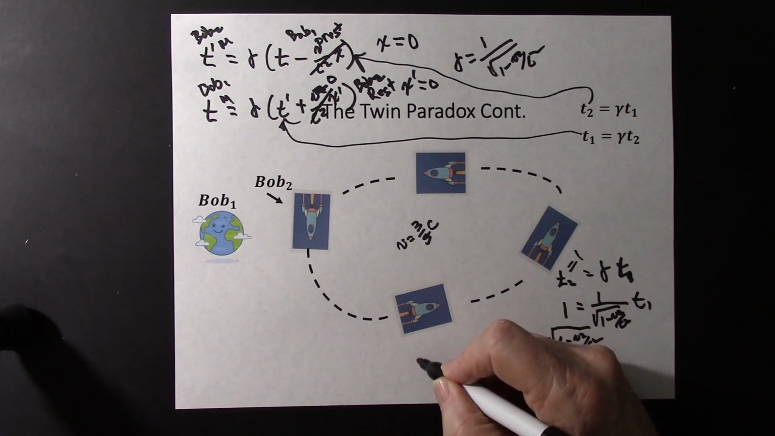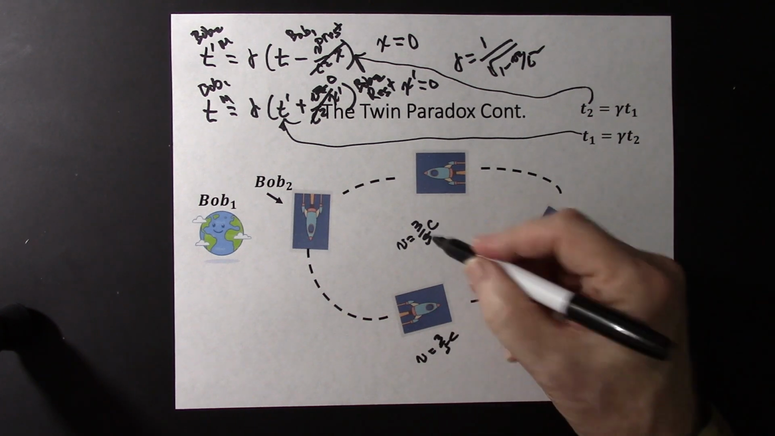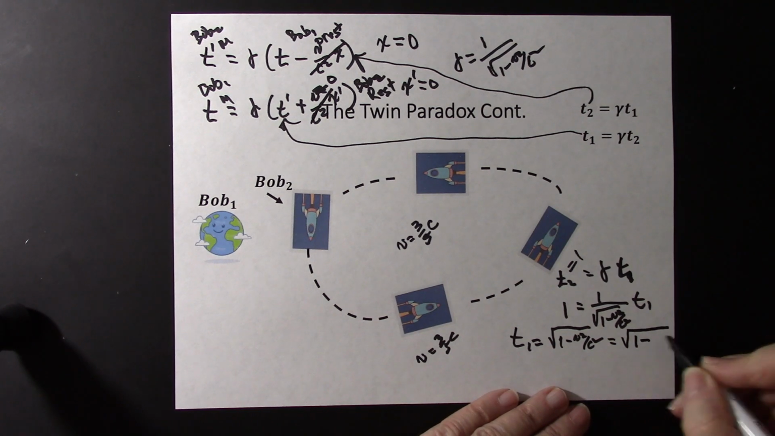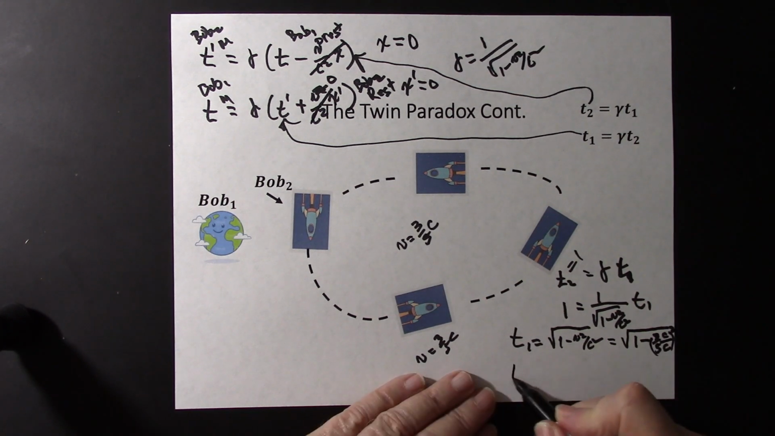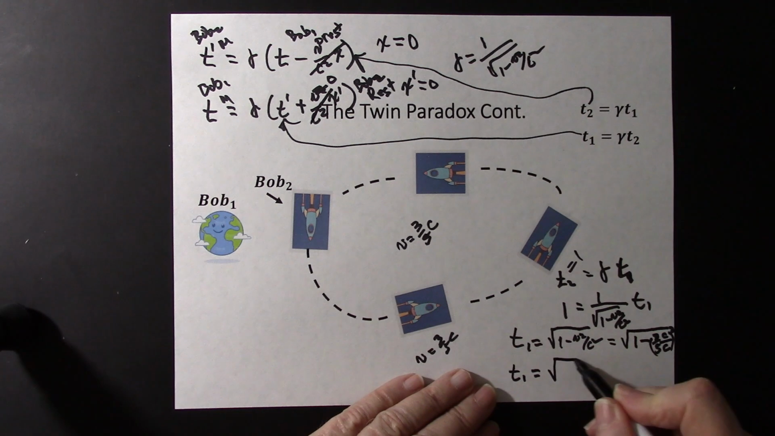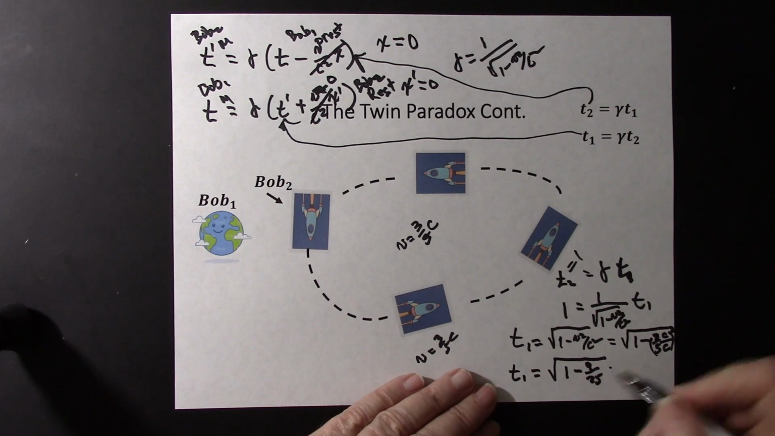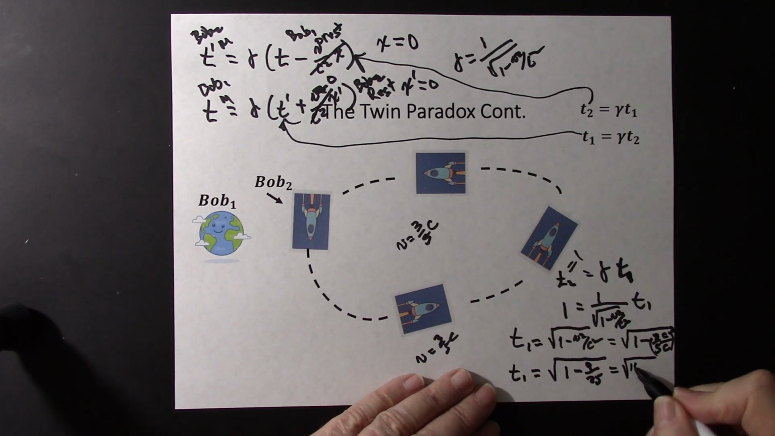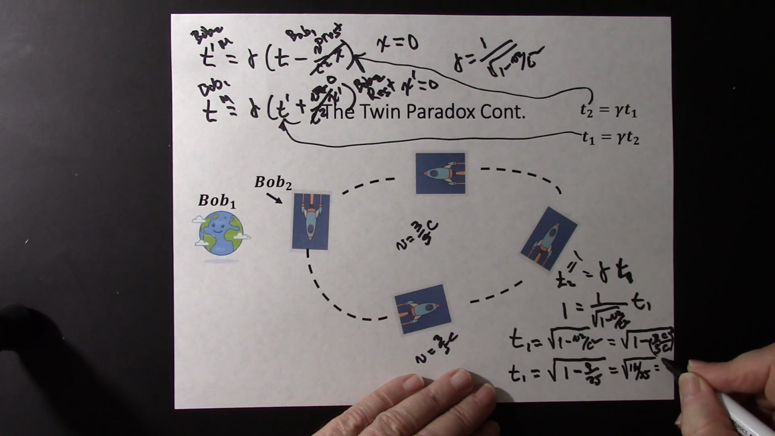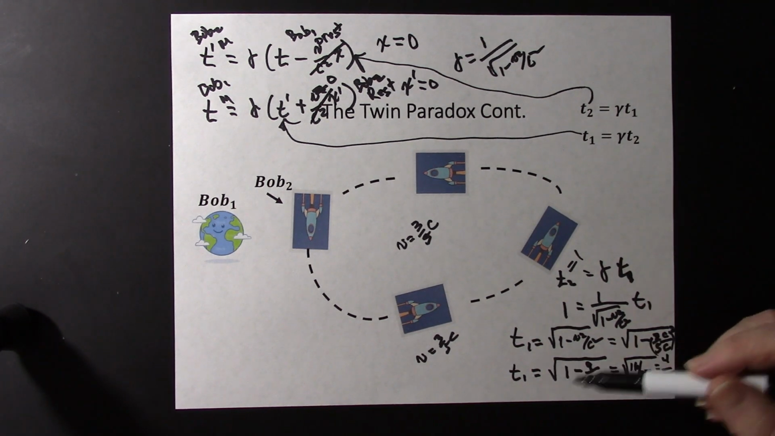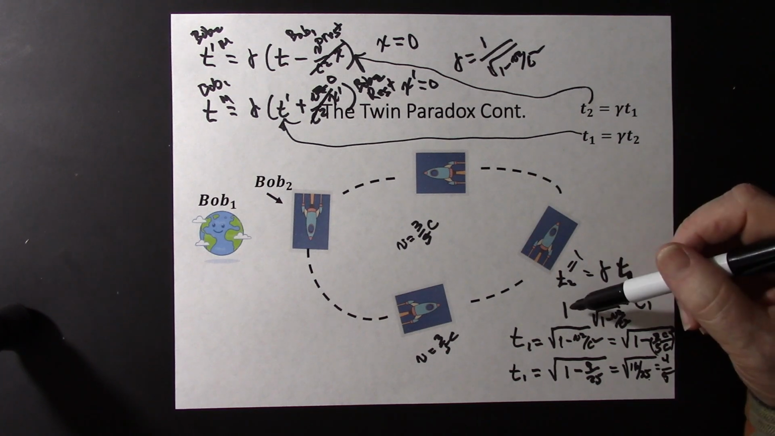But we know what v is. v is 3/5 c from up here. And so let's plug that in, and we get the square root of 1 minus (3/5 c over c) squared. Well, that says that t1 is equal to the square root of 1 minus 3/5 squared, but 3/5 squared is 9 over 25. 1 minus that is the square root of 16 over 25, but that is equal to 4/5. The reason is that the square root of 16 is 4 and the square root of 25 is 5. The time on Bob 1's clock is 4/5 of the time on Bob 2's clock.